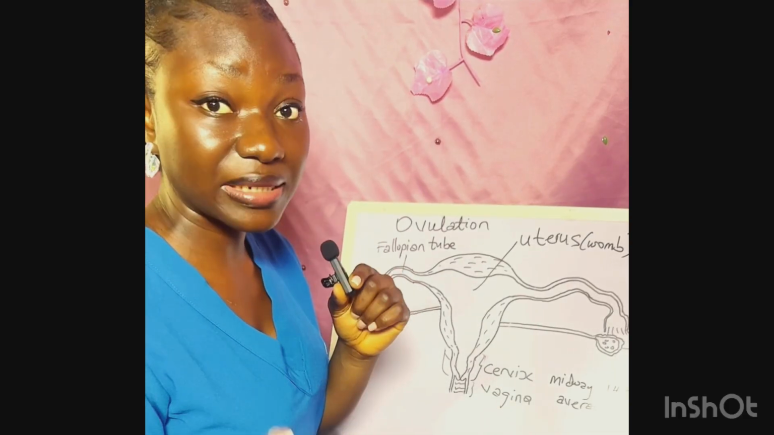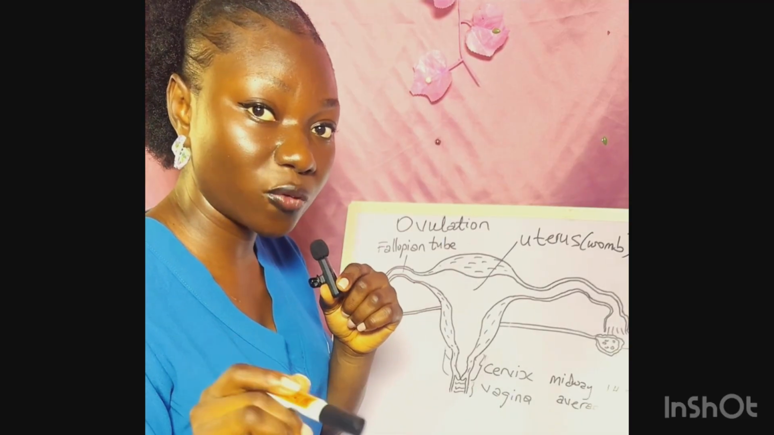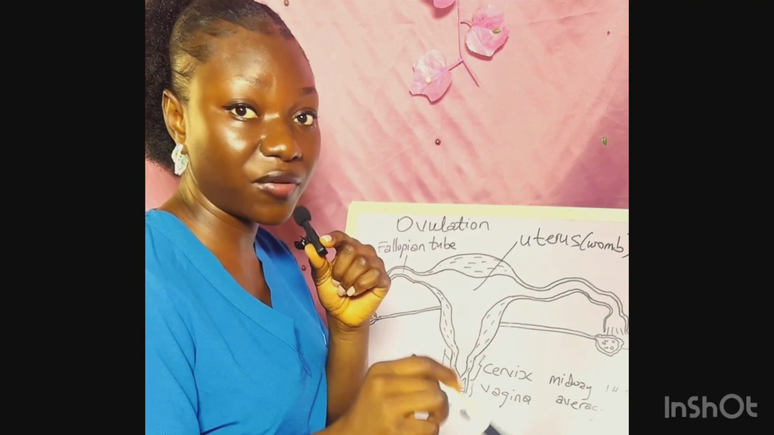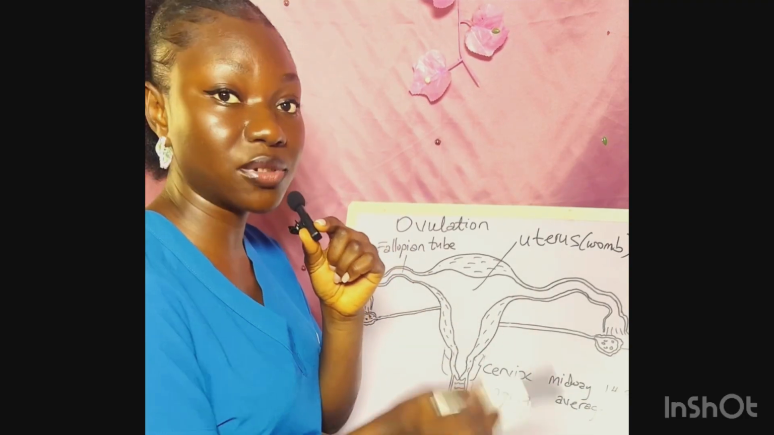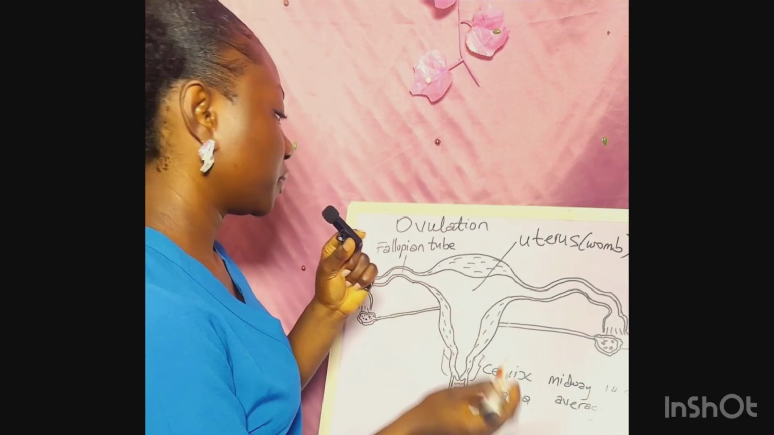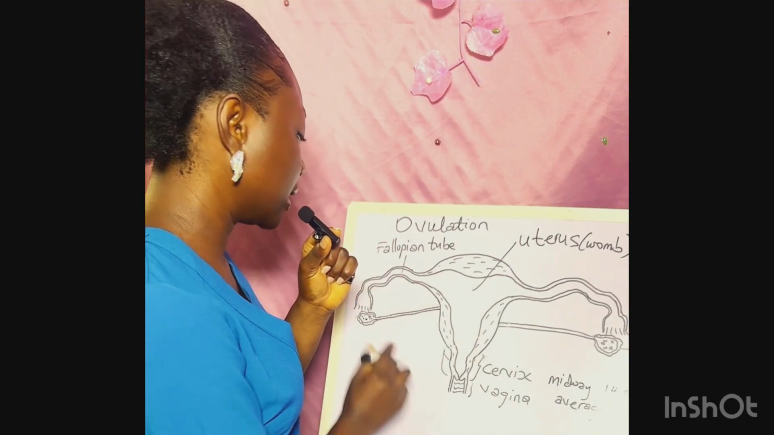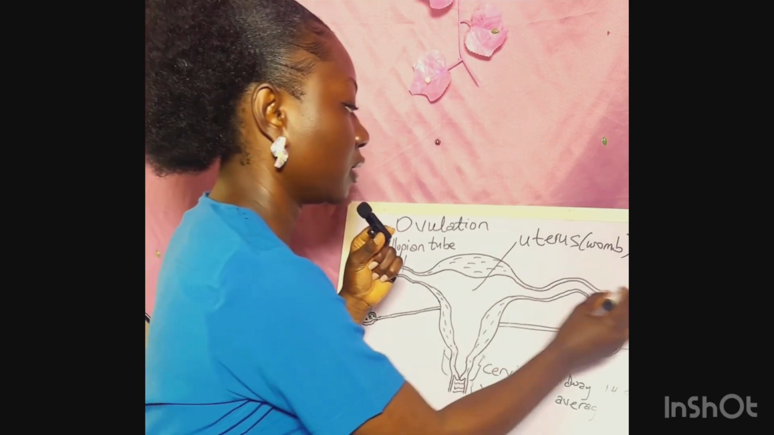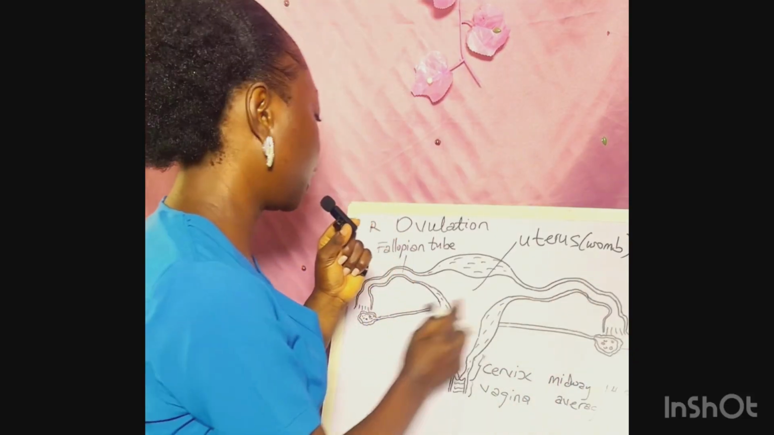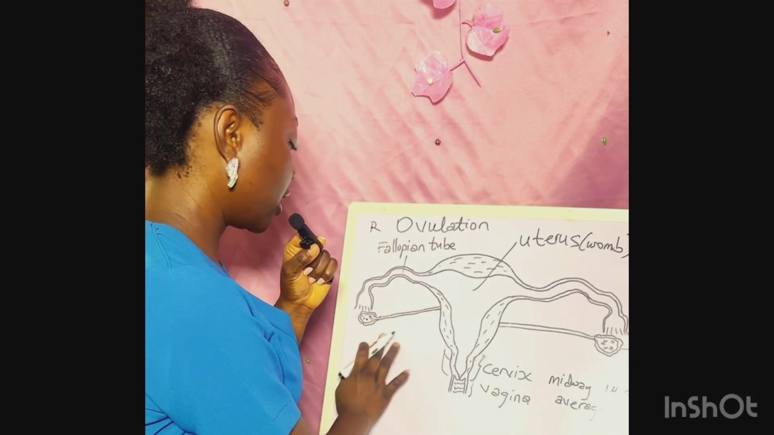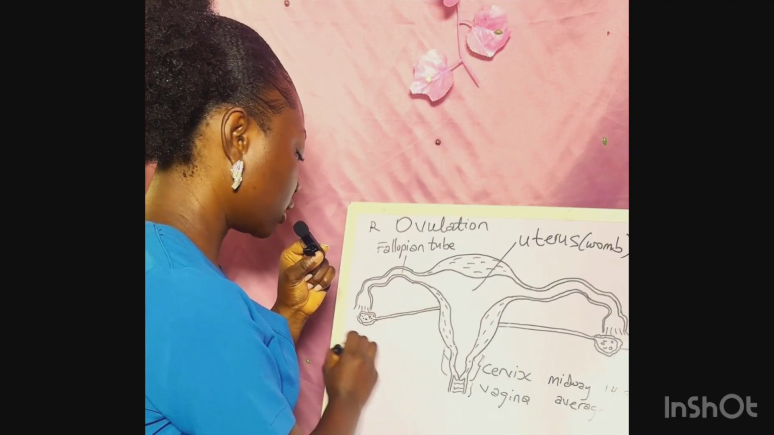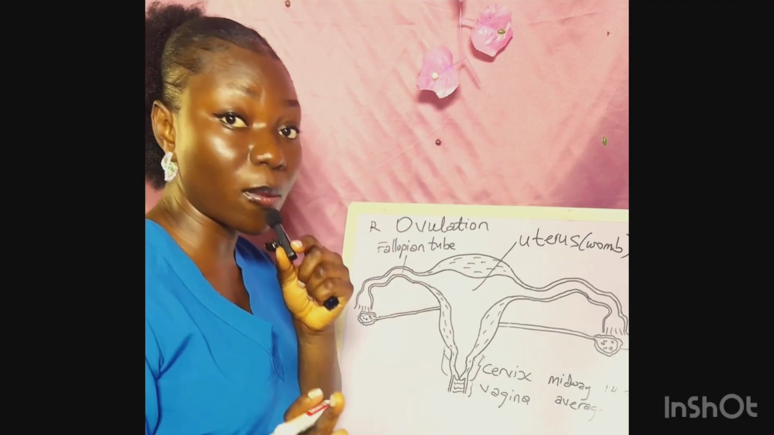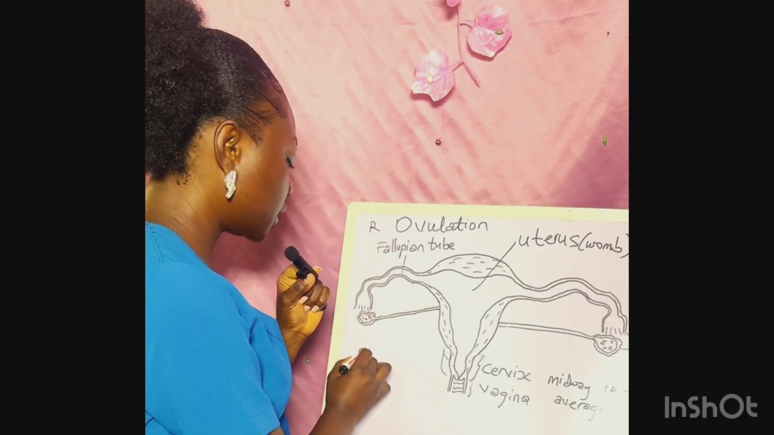Ovulation, as I said, is the release of an egg from the ovary, and it can happen in either of the ovaries every cycle, most times alternating. So let's assume that in this current cycle, this is the right ovary, this is the left side. If the right ovary is the one to ovulate this month, it means that at the right time when the egg is supposed to come out, it pops out of this ovary.